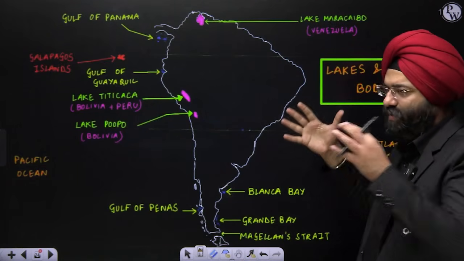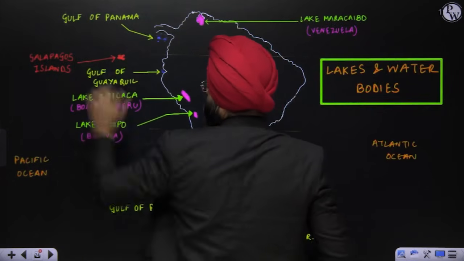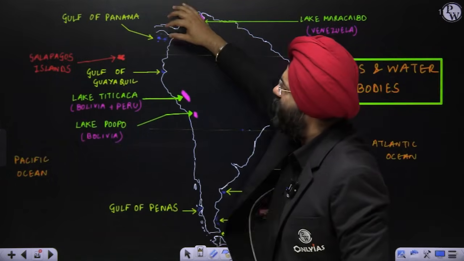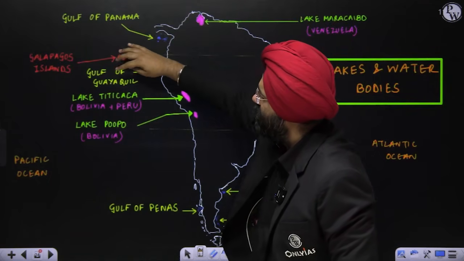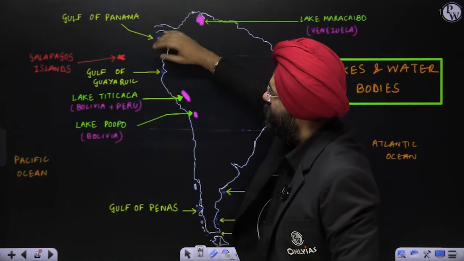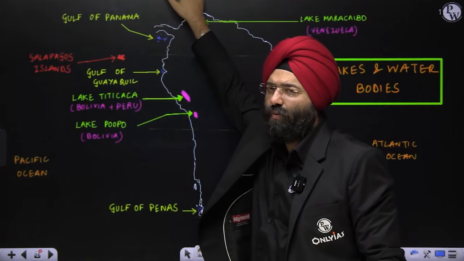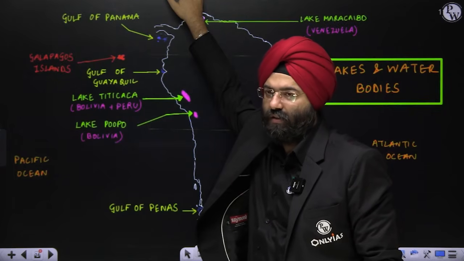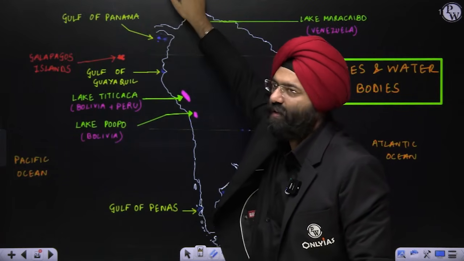If I move outside, you will see this region is basically the Pacific Ocean, and this region is the Atlantic Ocean. Over here lies the Gulf of Panama. If I come further south, you will have the Gulf of Guayaquil. Over here are the Galapagos Islands. The Galapagos Islands become very important because of the analysis that was done by Charles Darwin over here. So this island again becomes very, very important.